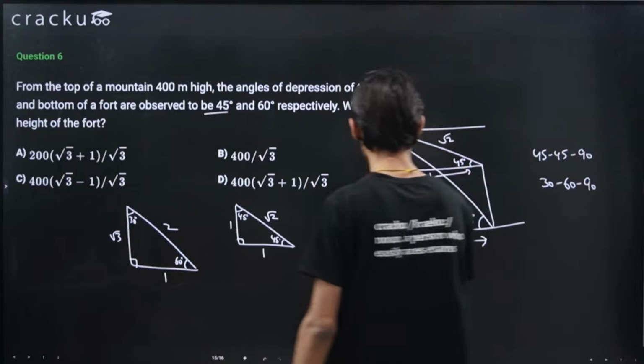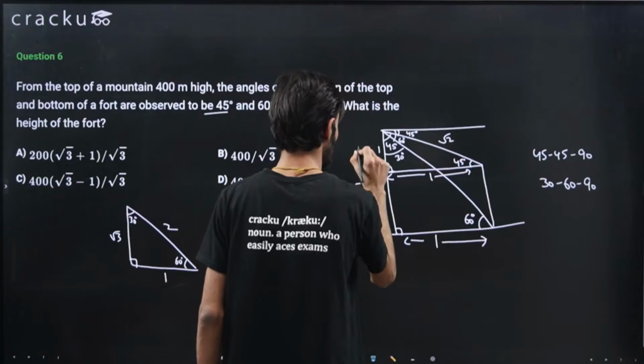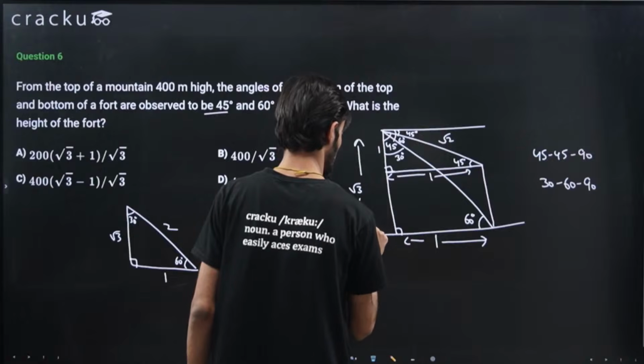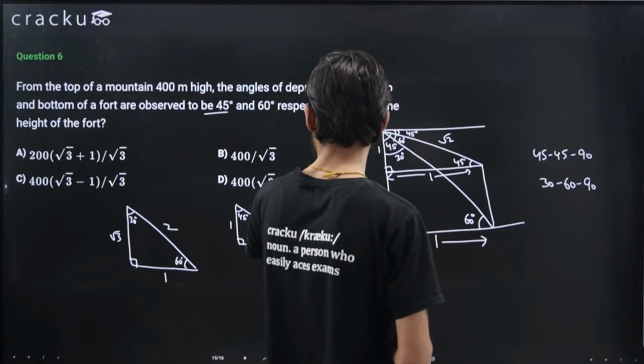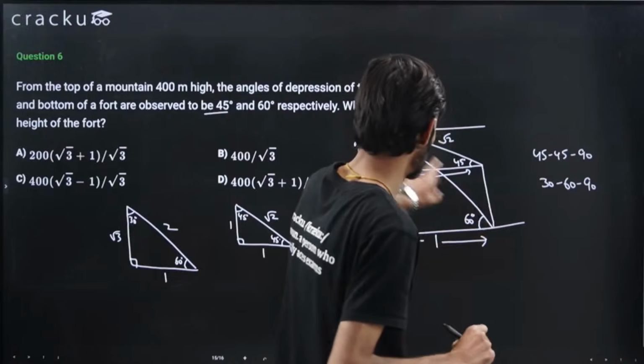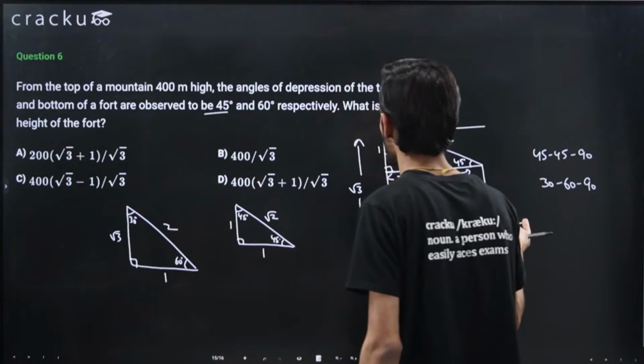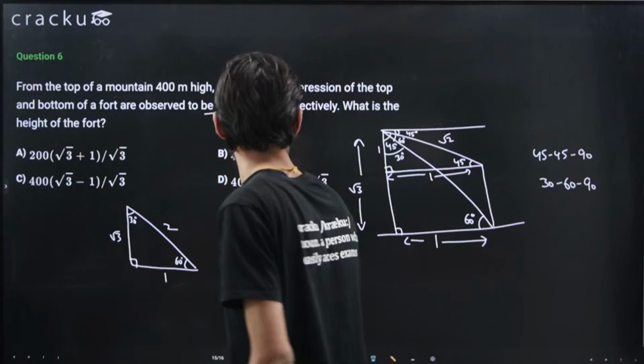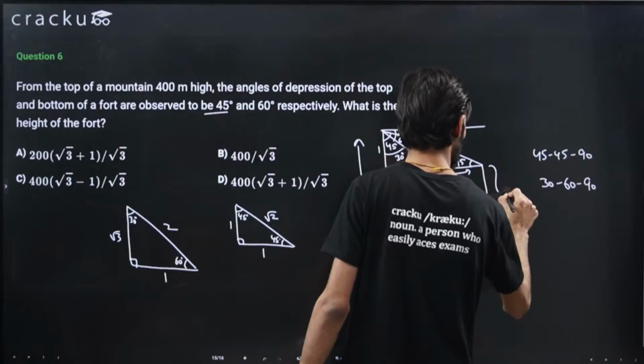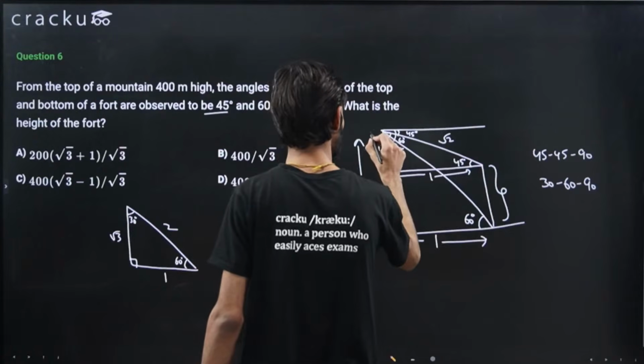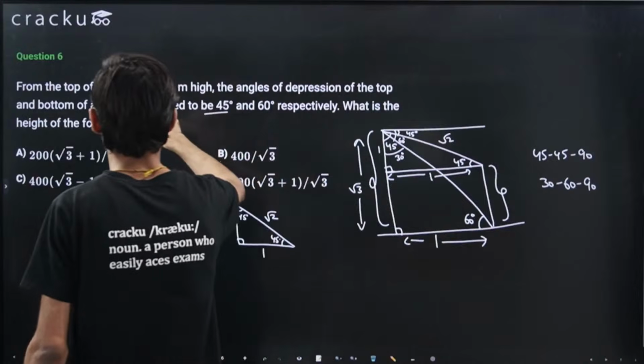So I can write here that this is root 3. If this is root 3, the remaining height, then this term is 2. I don't think we will be asked to calculate that. What is the height of the fort? So we need to find this value. But we are given this value, right? We know the value of the height of the mountain.